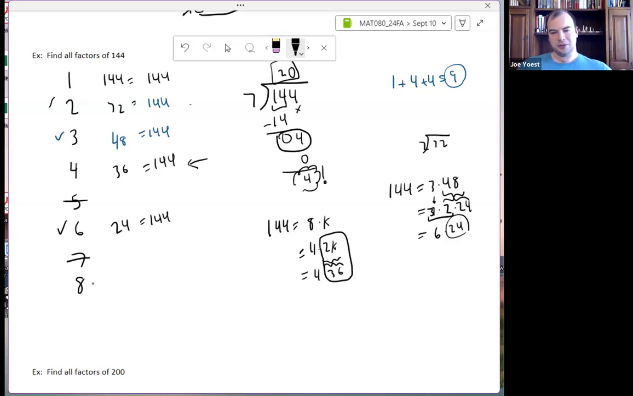So is it true that 36 equals 2 times k? Or is it true that 36 is divisible by 2? 36 ends in a 6. Yes, this is true. What's 36 divided by 2? 36 is 2 times 18.